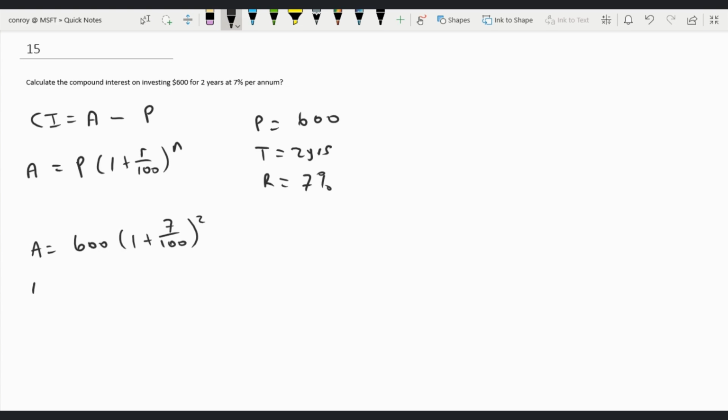All right, so A is equal to 600. So we can work out 7 percent as a fraction. It would be 1 plus 0.07 squared. So A is equal to 600 times 1.07 squared.